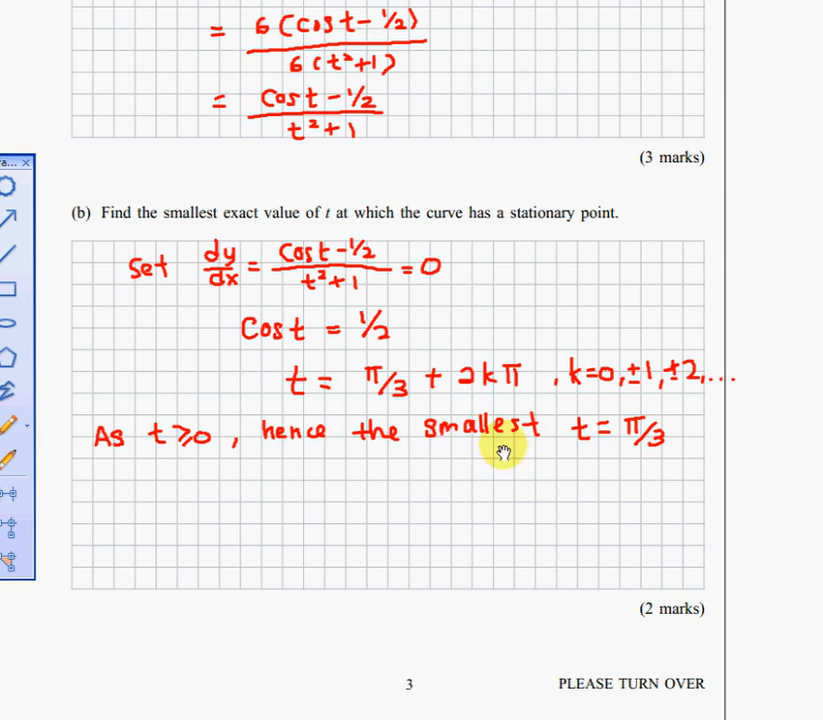Now, by the way, some of you might ask, can I put 60 degrees here? And the answer is actually no, because when you're dealing with trigonometric functions in calculus, you always work with radian unit, not degree. Okay, so pi over 3 it is, not 60 degrees.